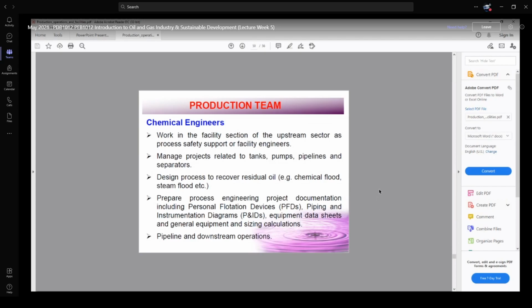Right, through some chemical flooding, some steam flooding, some other design process. They are also involved in preparing the engineering project documentation, including the PFDs (process flow diagrams), piping and instrumentation diagrams, equipment data sheets, and general equipment and sizing calculations. They are also involved in the downstream operations, for example, the pipeline at the surface, right? Some chokes, some valves, they are involved in these operations as well.